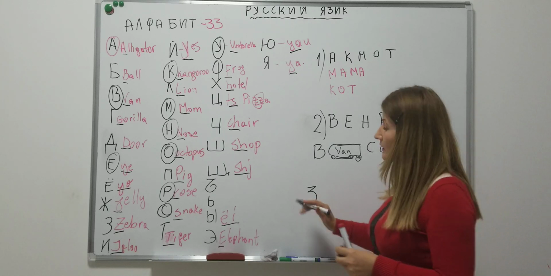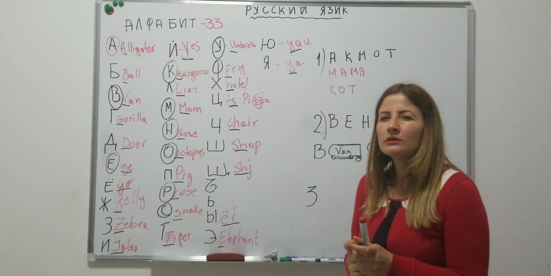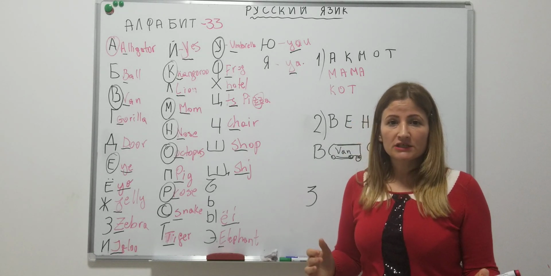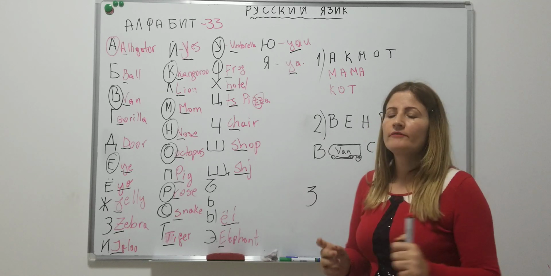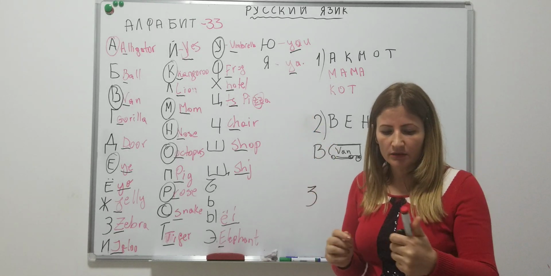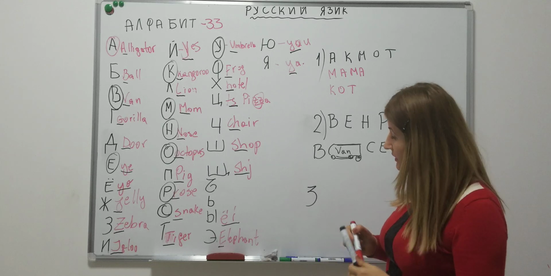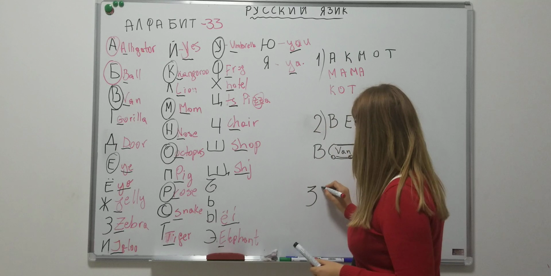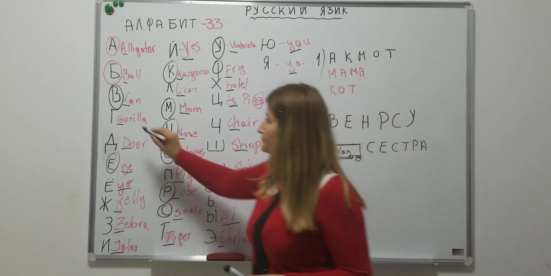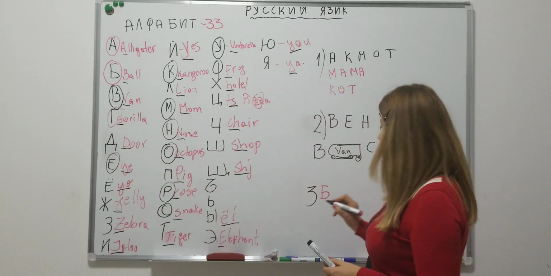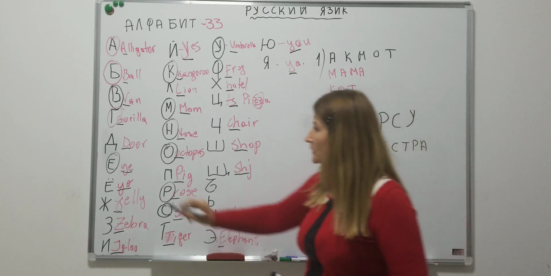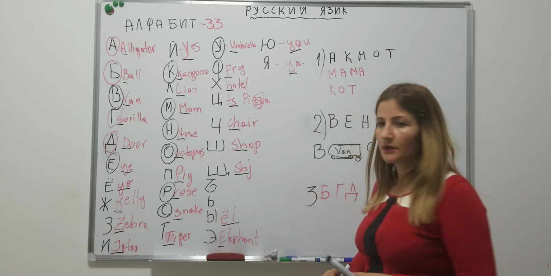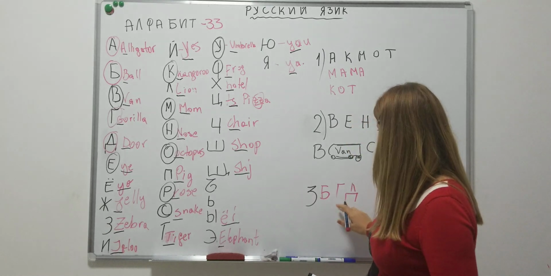And in the third group are all the letters which do not look at all like English letters and of course have a way different sound. Let us see them together. First one, B. Second one, G. D. There are lots of letters that belong to this group.